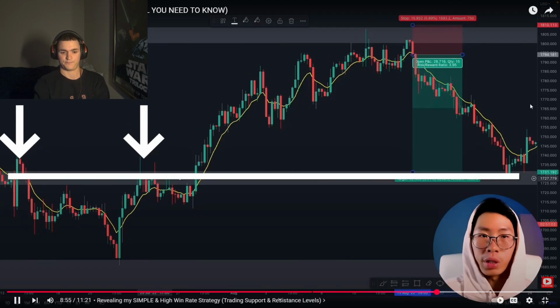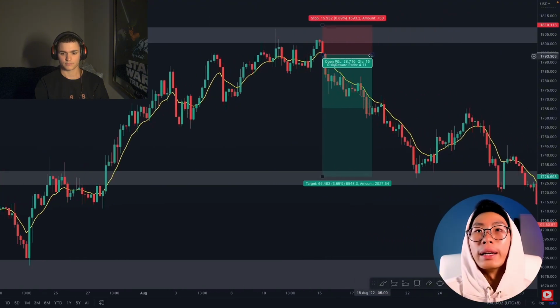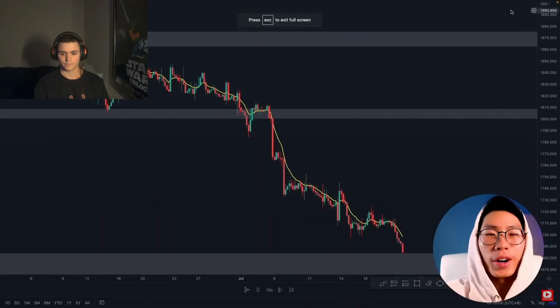See right here, it used to be a resistance level, and now it's probably going to act as your support. So that would be my take profit. And as you can see, the trade literally went down and smashed our take profit, and right now you have made a whole lot of money. Don't worry if you still do not get it.